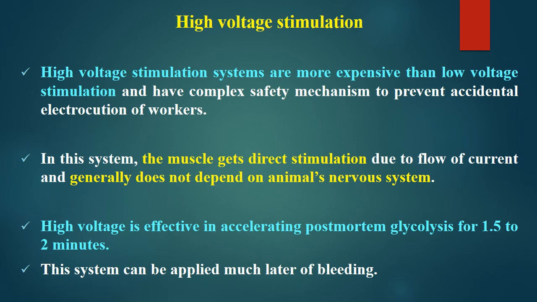High voltage is effective in accelerating post-mortem glycolysis for 1.5 to 2 minutes. Because it is a very high voltage, the glycolysis can happen in 1.5 to 2 minutes. And this system can be applied much later after bleeding. So here the normal nervous system mechanism is not required, so it can be done later after bleeding, not necessarily immediately after the bleeding, as I have discussed earlier.